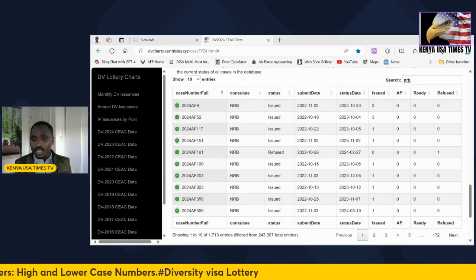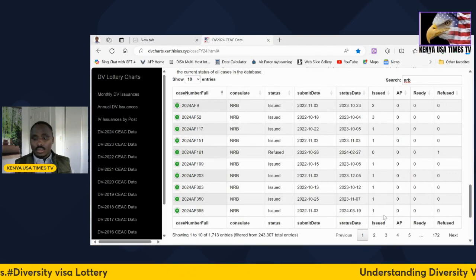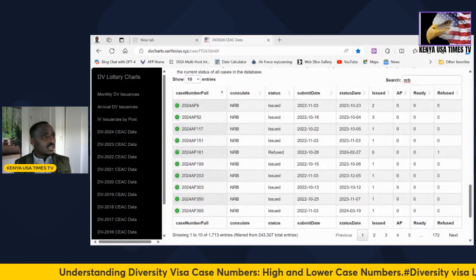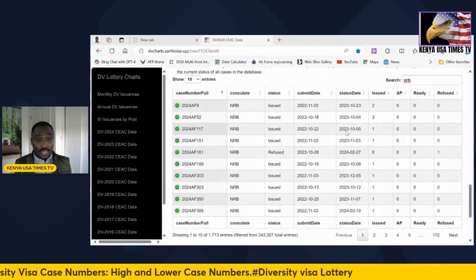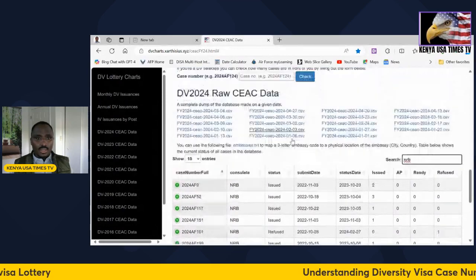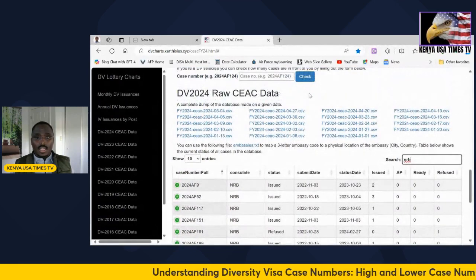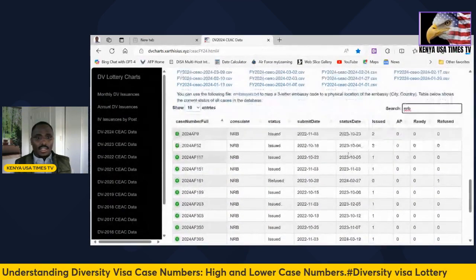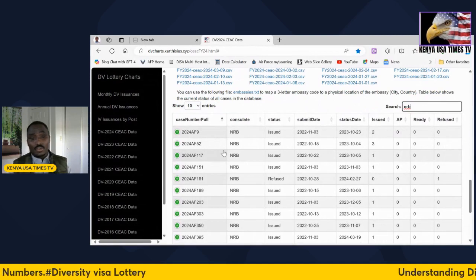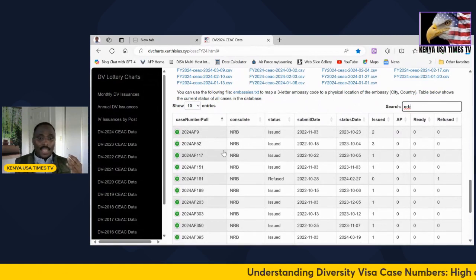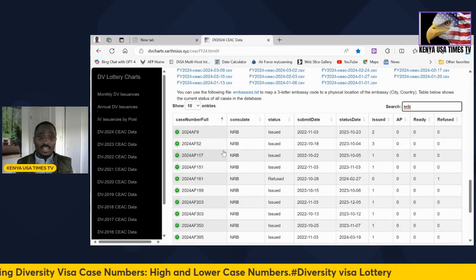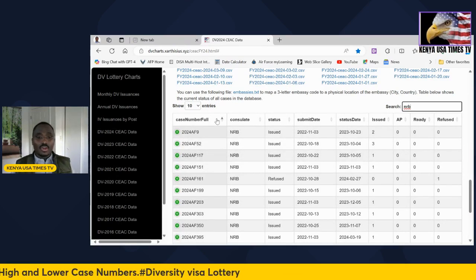Next year, January. Yes, it will be out next year, January. So let's use this. For example, you just go to DV24 raw data, and then you type Nairobi, and it will filter anything from Nairobi. I know I'm biased because I come from Kenya, so I'm likely to search Nairobi. You can search your local embassy, if it's Dar es Salaam, Accra, Ghana, Istanbul, Turkey, whatever your local consulate.